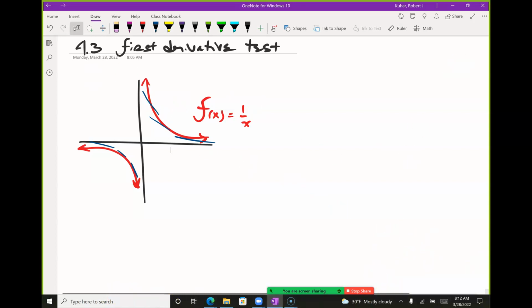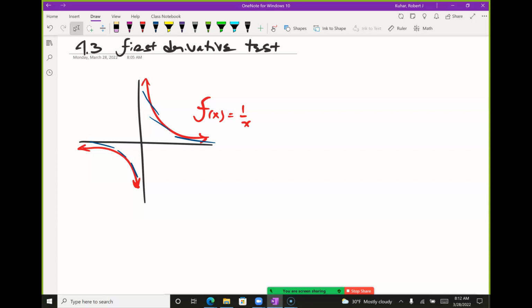It goes to 0. So what kind of slope, though? Tangents? Yes, but negative. I heard it. Nice. Negative. All those slopes are negative.